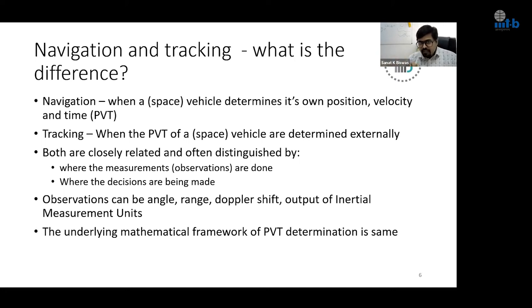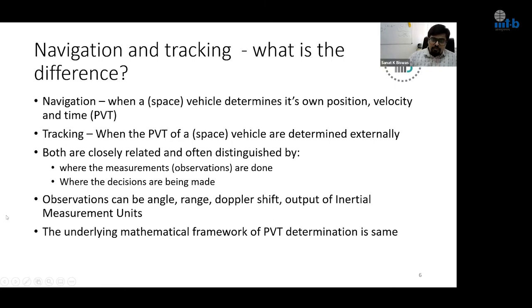So navigation is when the vehicle itself determines or estimates all these variables, and tracking is from outside the vehicle, when we try to find where the particular vehicle or space vehicle is. Both are closely related and often distinguished by where the measurements are done and where the decisions are made. When the decisions and measurements are made on the space vehicle itself, it becomes navigation. And when we do it from the ground, then it becomes tracking.